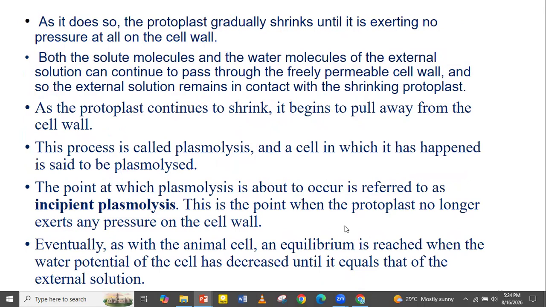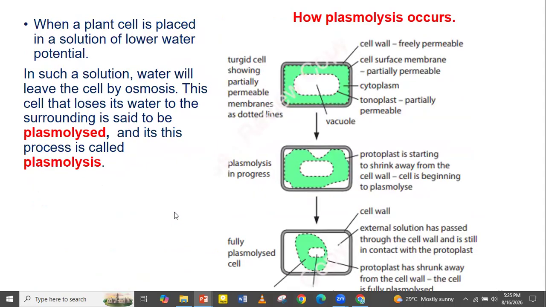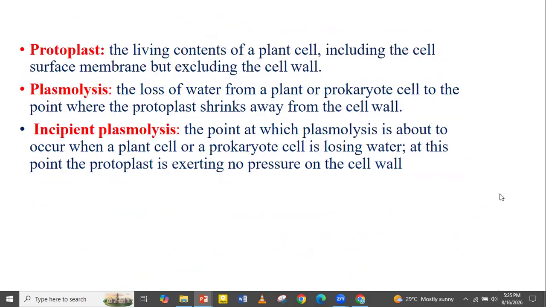Maybe I've not talked about this term, incipient plasmolysis. Incipient plasmolysis simply refers to the time when plasmolysis has started to occur. Like in this case, we have the protoplast, or the cell membrane, starting to pull away from the cell wall. So that is what the word incipient plasmolysis means.